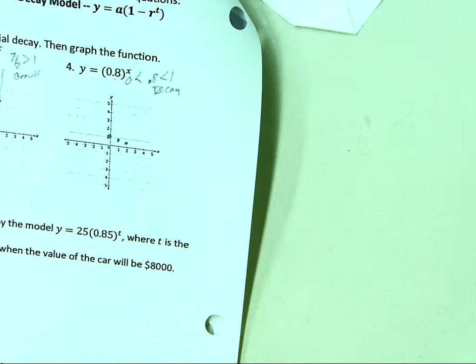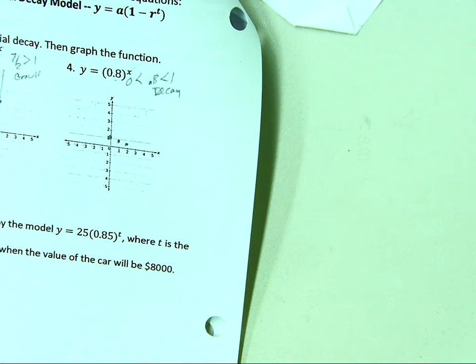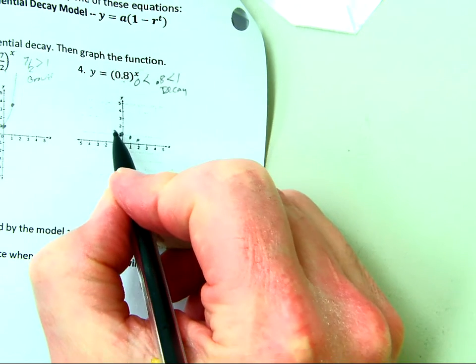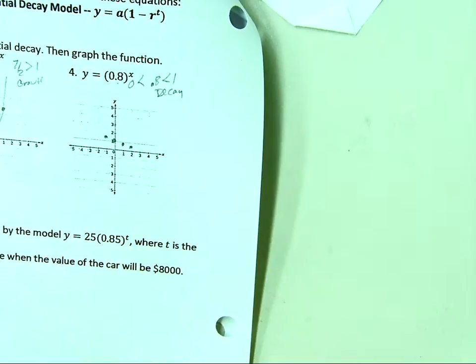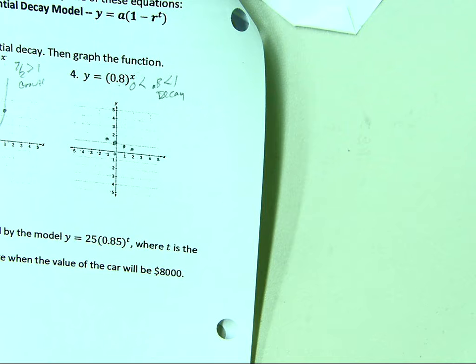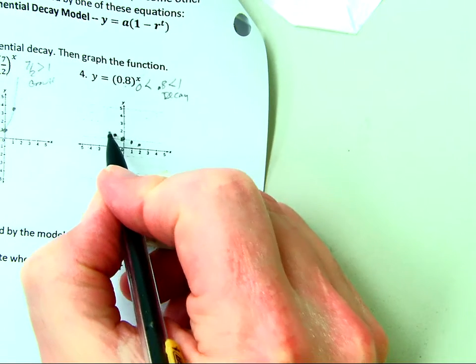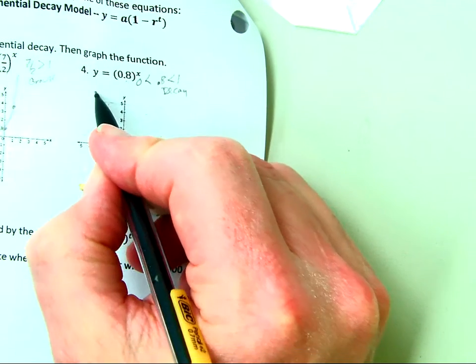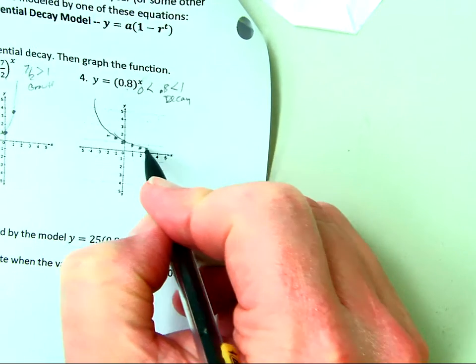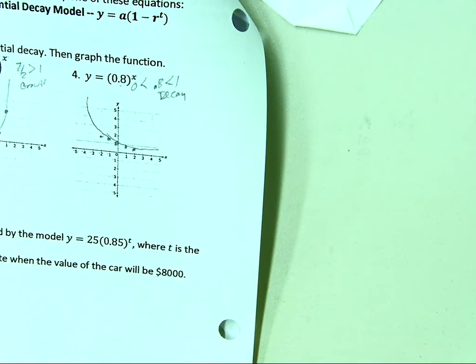If I plugged in -1, if you think of 0.8 as 8/10, if x is -1, if you take the reciprocal, that'd be 10 over 8. So at -1, we're just, what about 1, not even 1 1/4. If we plugged in -2, that'd be 8/10 squared, which would be 64 over 100. Now you take the reciprocal, that's 100 over 64. So it doesn't go up very much there. So this graph looks something like this. All right, that's how you graph them.